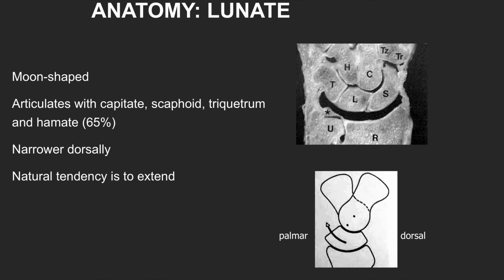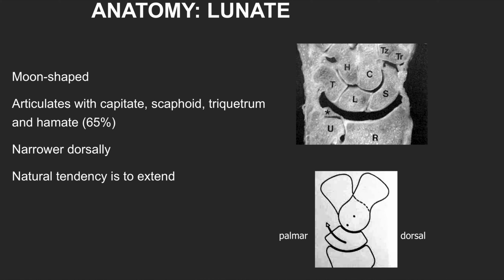The lunate is moon-shaped on a lateral radiograph, and that's why we call it the lunate, but it's very spherical in its articulation in the radius. It articulates with the capitate, the scaphoid, and triquetrum, and sometimes the hamate. About 65% of the time there's a separate facet, type 2 lunate, which articulates with the proximal aspect of the hamate. It's narrower distally, and the natural tendency for the lunate is for it to extend.